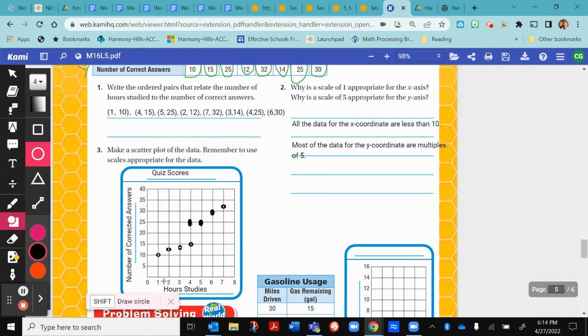So looking at here, make sure I have 1, 2, 3, 4, 5, 6, 7, 8. There are 8 plots. And that's it right there.